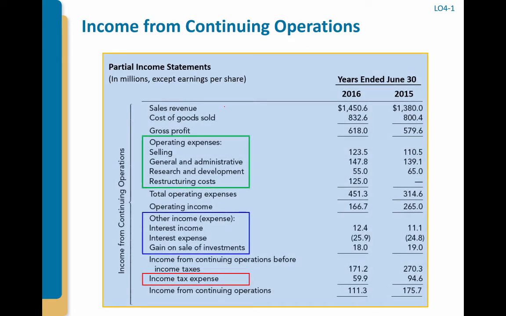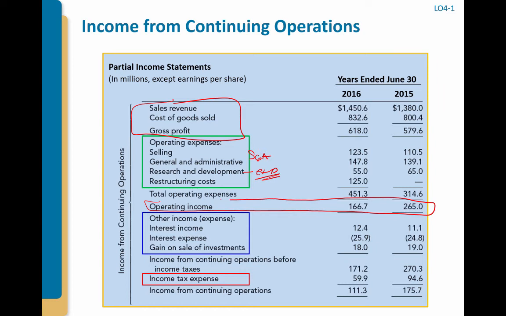So here we have our income from continuing operations. Note here we have sales revenue minus cost of goods sold equals our gross profit. Then we have our operating expenses such as selling, general, and admin, and R&D. Note that R&D is always expensed, along with some restructuring costs, to get to our operating income. So this number right here tells us pretty much how much we generated from just our normal operations, our normal course of business. So if we're Apple, then it would be from selling iPods, MacBooks, and all types of products.